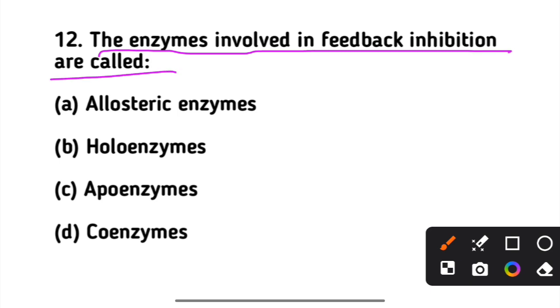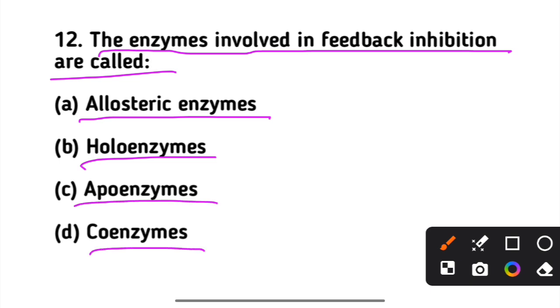नेक्स्ट, the enzymes involved in feedback inhibition are called allosteric enzyme, holoenzyme, apoenzyme, coenzyme. Option A is correct. The enzymes involved in feedback inhibition are called allosteric enzyme.